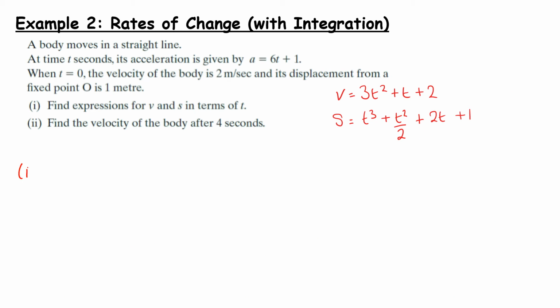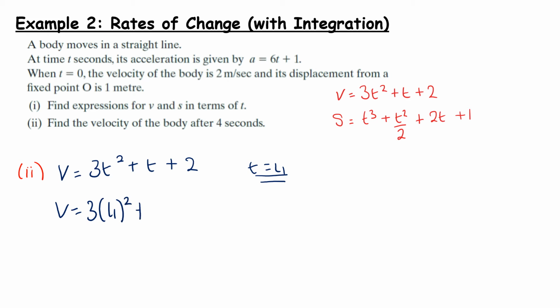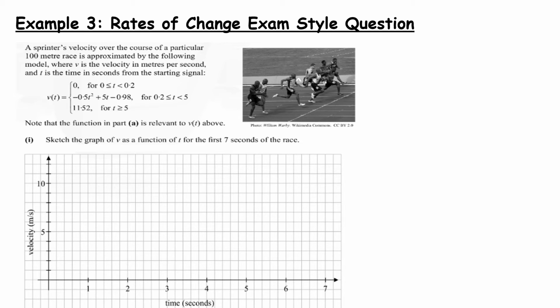Now part 2, it says find the velocity of the body after 4 seconds. So we're going to take our velocity formula that we've worked out in the previous part, which is 3t squared plus t plus 2, and we're going to do this when t equals 4. So the velocity is 3 times 4 squared plus 4 plus 2, and that gives us 54, and it's meters per second because they'd already told us earlier in the question that it was meters and we were dealing with 4 seconds. So now let's look at an exam question.